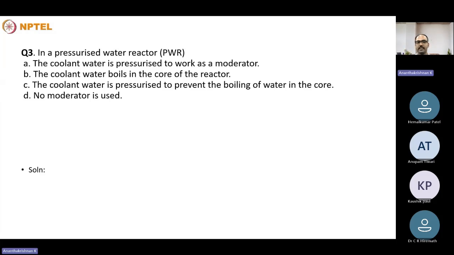Okay, the question is regarding pressurized water reactor. In a pressurized water reactor, the coolant water is pressurized to work as a moderator. The coolant water boils in the core of the reactor. The coolant water is pressurized to prevent the boiling of water in the core. No moderator is used.